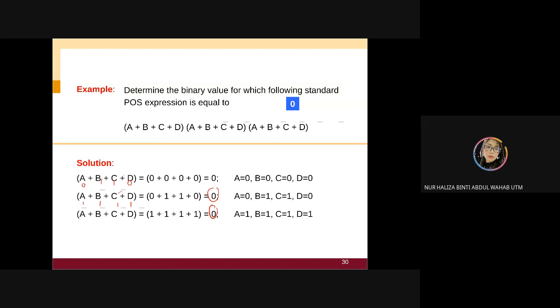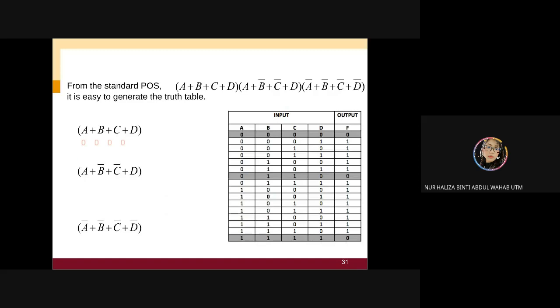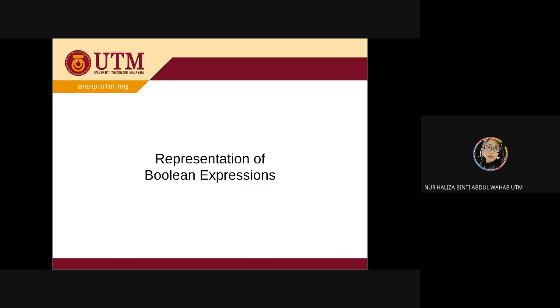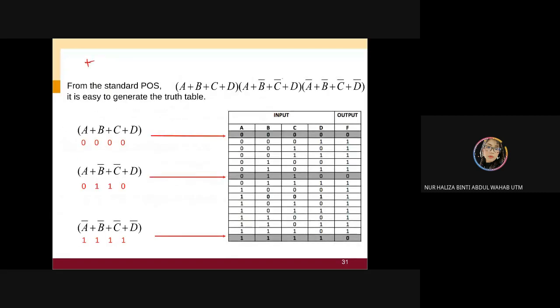Okay, this one is 0, 0, 0, 0. Because all the bars are already in place, you can directly get the output of 0. Of course, the rest is output 1. So it is simple and easy for you to draw the truth table. No need to apply the values one time each to get the output. So you can directly get it, instead of applying one by one. That is how to draw the truth table.